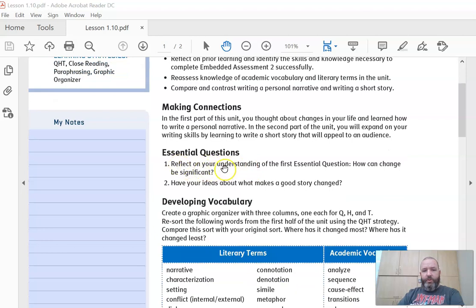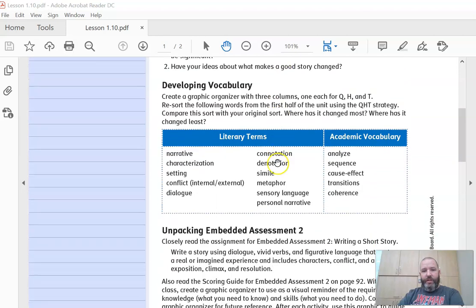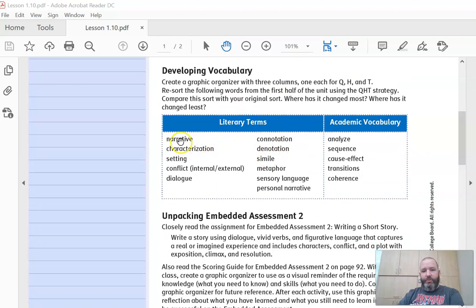And as we read through this, I want you to reflect on your understanding of the first essential question, which was, how can change be significant? Okay, so as we look through, there's some words here that are going to be new, some of them you should have heard. Narrative, characterization, remember we talked about that. Characterization is what the author does to help us understand who the characters are. So that's by what they say, what they do, what others say about them, and the description of their appearance and their behaviors and all that good stuff.